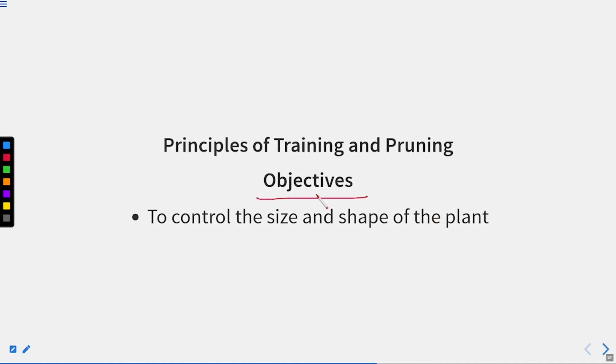Now, what are the objectives? To control the size and shape of the plant. First thing, with the help of pruning, we are controlling the size and shape of the plant, because if there is a lot of branching, then the plant will not have a proper growth. So what we do, we remove some of the branches.